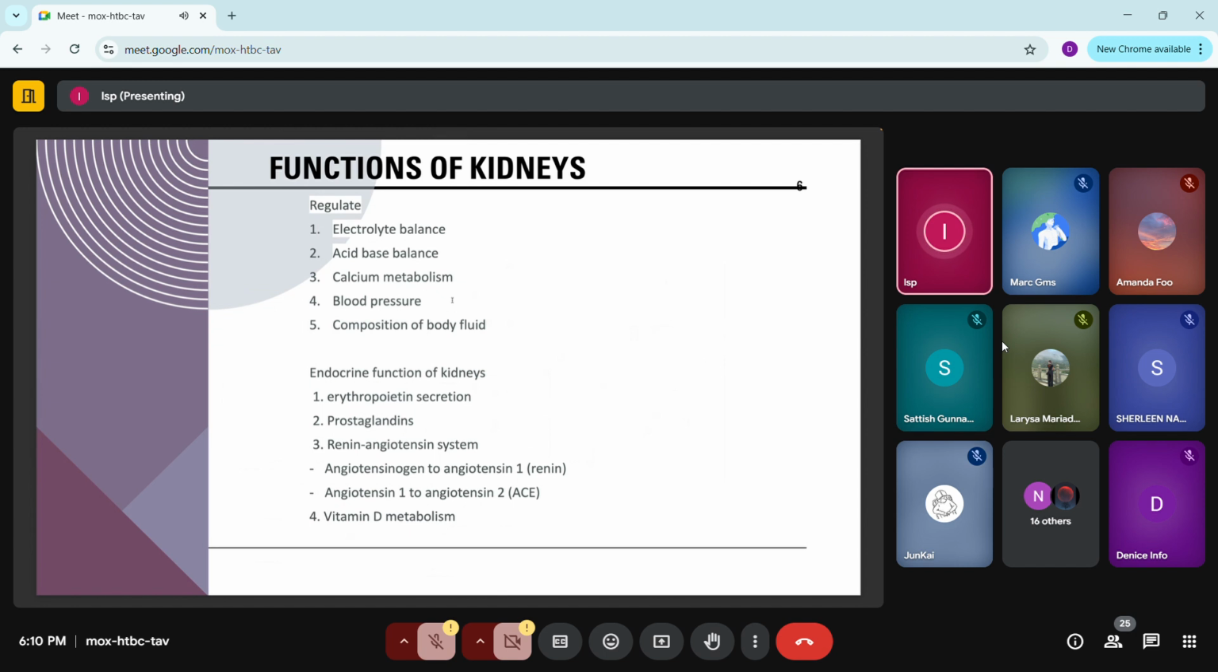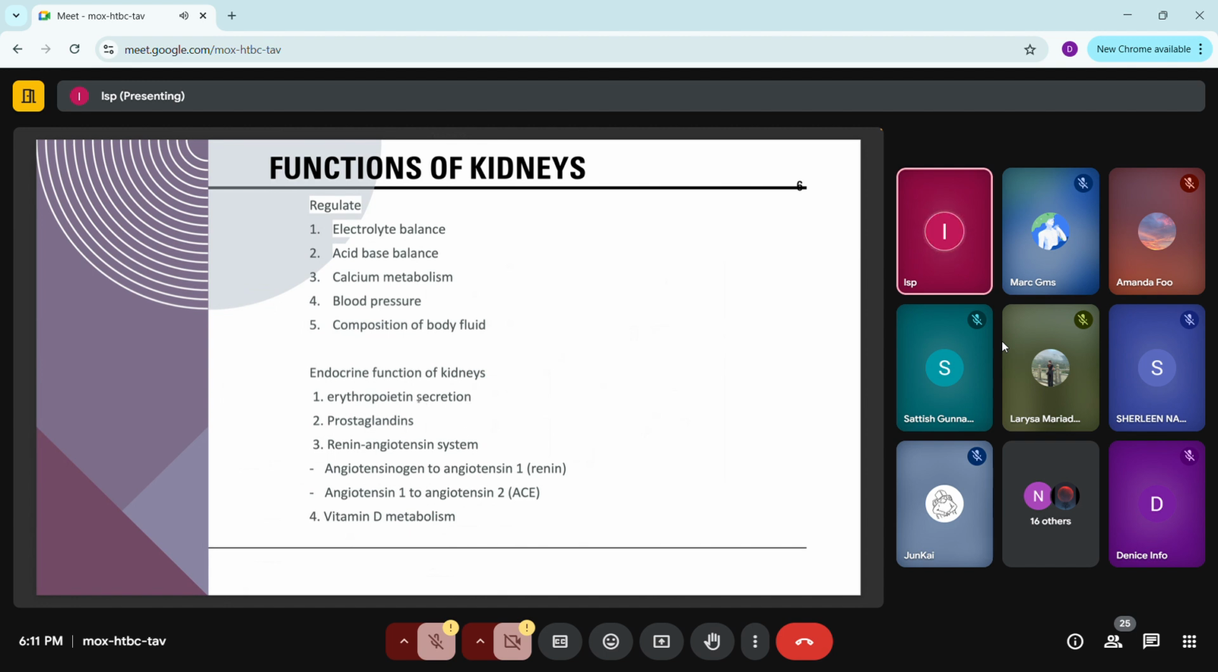The kidney plays some endocrine function as well. The most important thing you need to remember is the EPO production, erythropoietin secretion from the kidney. This hormone is important for red blood cell production. That's why chronic kidney disease patients develop anemia, partly because of EPO deficiency as well.